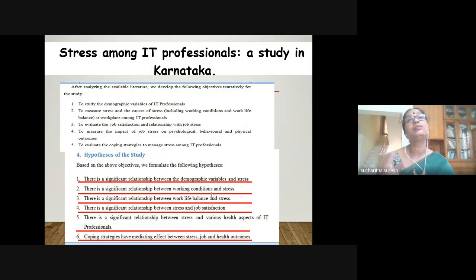Now the question is why I need to have a hypothesis in my study. Objectives are just statements. You see the objectives, they are just statements.